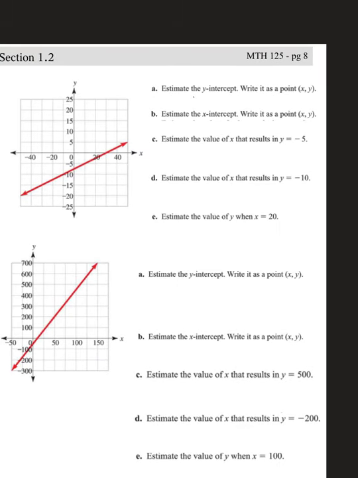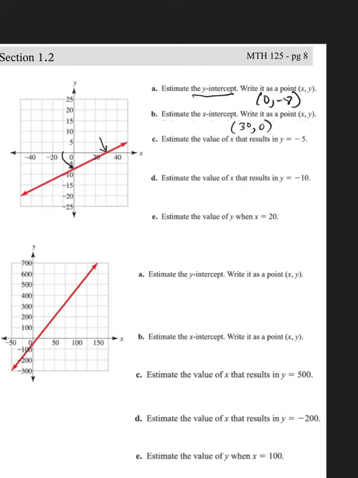they're asking us to estimate the y-intercept. Remember, the y-intercept is the place where the line crosses the y-axis. This looks like it's somewhere between -5 and -10. So I will say it looks like it's probably at (0, -8). Whenever you are talking about the y-intercept, you have to write it as an ordered pair. B, estimate the x-intercept, place where this crosses the x-axis. It looks like it's at 30. So I'm going to write that as an ordered pair, (30, 0).